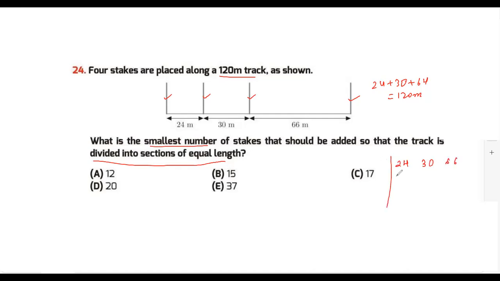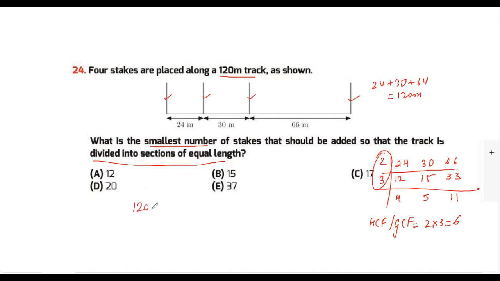So what is the GCF of these? Let's do it with a 2. So you get 12, 15, 33. Then you do it with a 3. You get 4, 5, and 11. So now there's no common factor. So the highest common factor, the greatest common factor, is 2 times 3, which is 6. So basically the smallest number of stakes that should be added. So you have a 120-meter track, which should be divided into equal sections of 6. So there should be 20 sections.